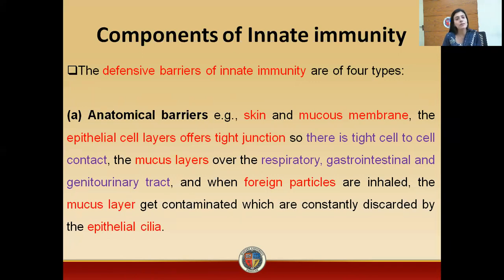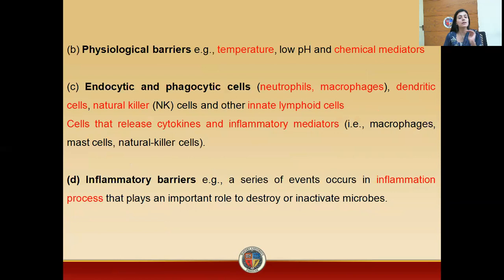Whenever there is entry of any foreign substance, for example, if you inhale any foreign substance, what will happen? The mucosal layer will get contaminated. Then your epithelial cilia will try to eradicate or discard this foreign agent. Now what are the other features of this immunity? Physiological barriers like your body temperature, body pH, and the chemical mediators which are produced as a result of exposure to an antigen or foreign substance.